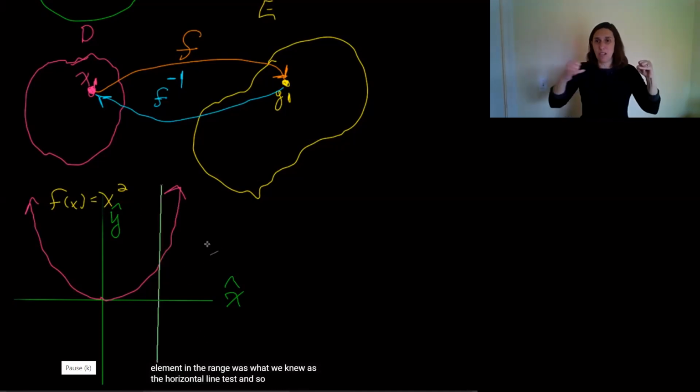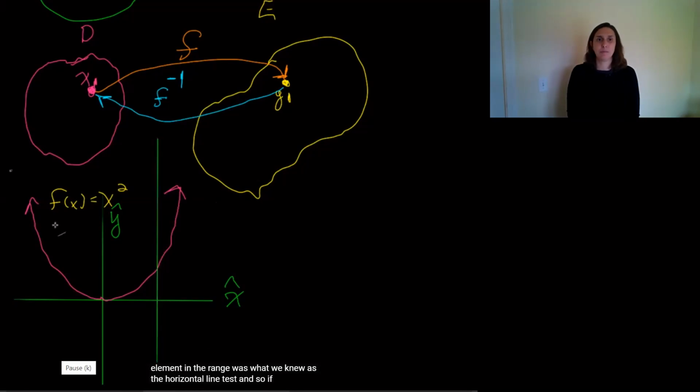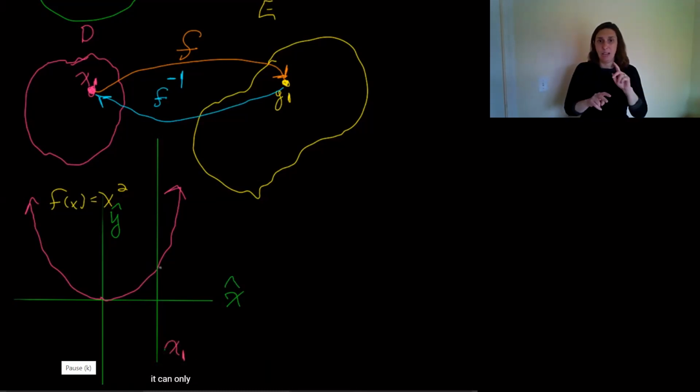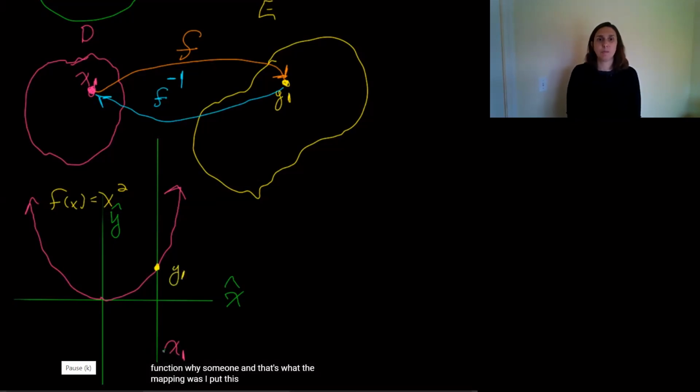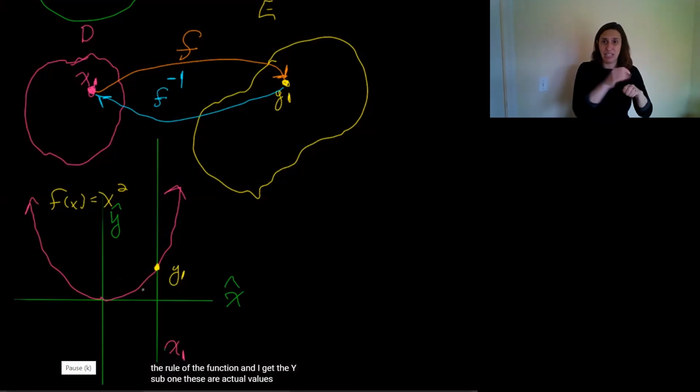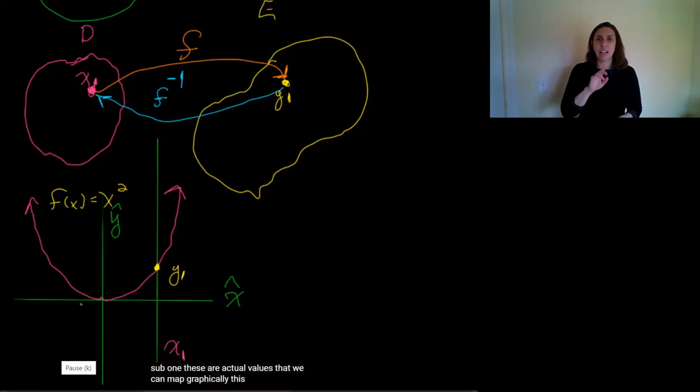And so if I have some horizontal line representing the value x sub 1, it can only have one value on the function, y sub 1. And that's what the mapping was. I put this x sub 1 into the rule of the function, and I get the y sub 1. These are actual values that we can map graphically. This is kind of a large overhead.